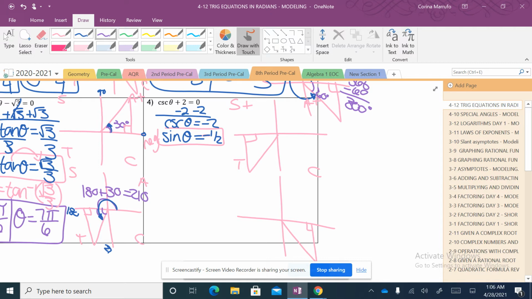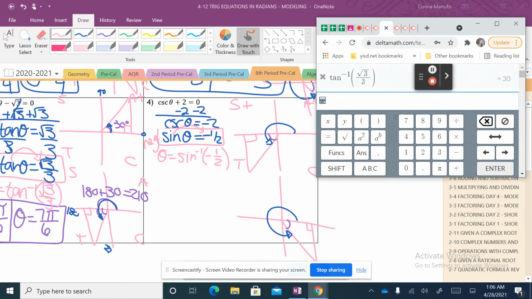That means that we're looking for this angle here, which is between 180 and 270, and this one right here, which is between 270 and 360. So in order for us to figure that out, we need to find the little reference angle in here. So now we're ready to move the sine to the other side and solve for theta. So we use inverse sine of negative 1/2.